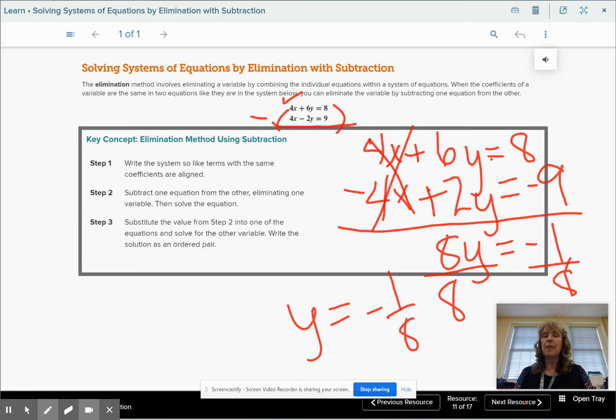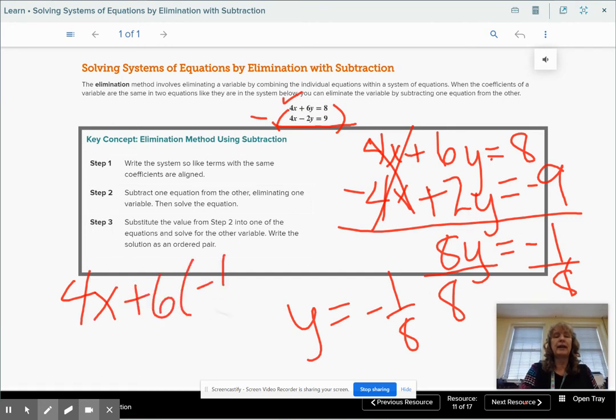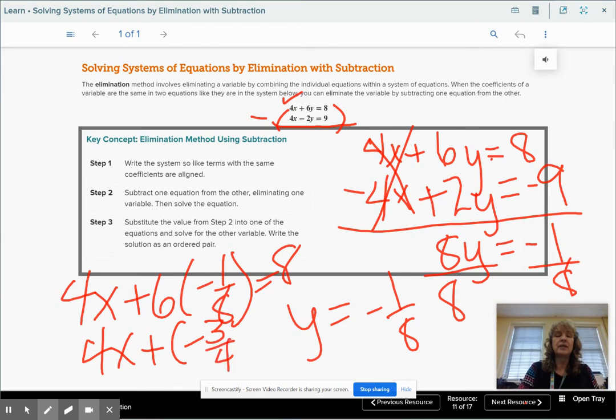And then after I get my negative 1/8, I'm going to choose one of the equations and substitute. I'm going to do it on the first one. So I'm going to rewrite the equation: 4x plus 6 times negative 1/8 equals 8. 4x plus negative 6/8, I'm going to simplify that to 3/4, equals 8.